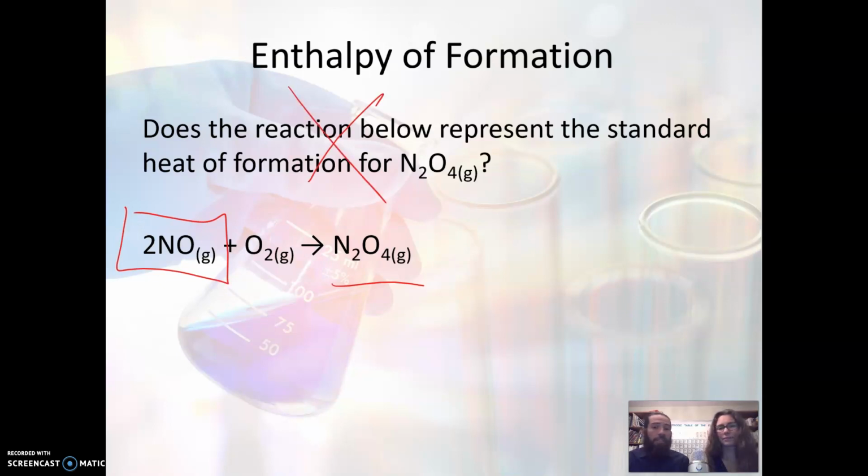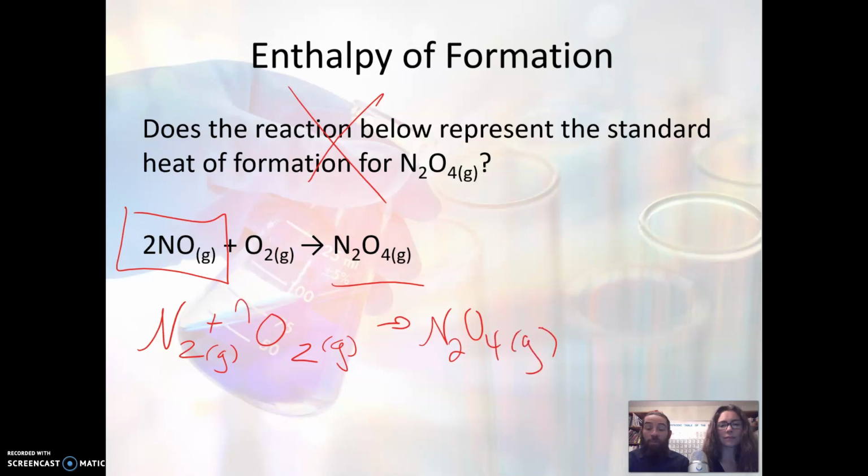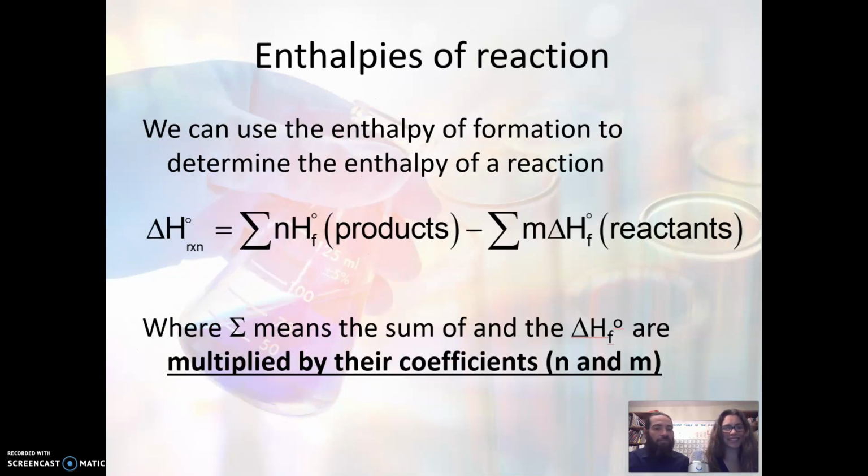So let's do it correctly. The elements that make up N2O4 are nitrogen, which is a diatomic, that would be N2, in the gas phase. Oxygen is the other element, that's going to be O2 in the gas phase, and that's going to form N2O4. Now this isn't balanced, and these have to be balanced as well. What's equally frustrating is that it has to be balanced so that the product is at 1 mole. So sometimes you get into fractions on the reactant side. That's okay. It's actually imperative for this.